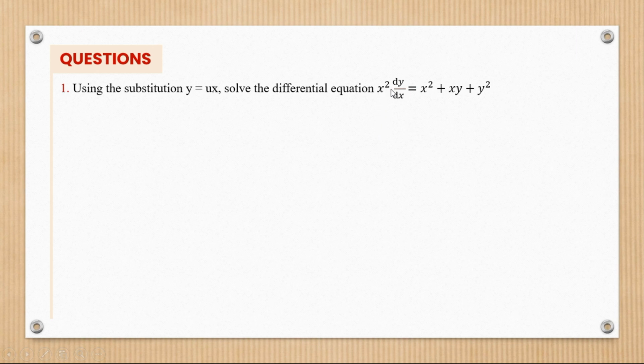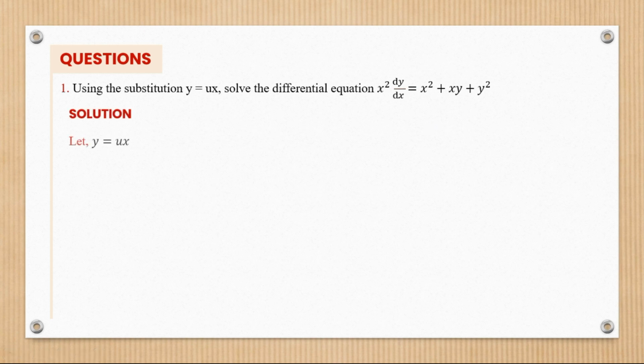If you look at the dimensions on the left hand side, this is x squared, which is L squared. Then we have dy/dx, which is L over L, being equal to, this is L squared, this is L times L, which is L squared, then this should also be L squared. So I can already say the dimensions are equal, because this L over L will cancel and remain with the 1. I'll be left with L squared is equal to L squared plus L squared plus L squared. So this is a homogeneous differential equation.